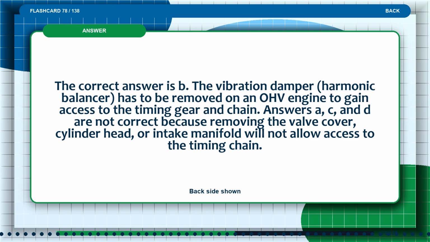The correct answer is B. The vibration damper harmonic balancer has to be removed on an OHV engine to gain access to the timing gear and chain. Answers A, C, and D are not correct because removing the valve cover, cylinder head, or intake manifold will not allow access to the timing chain.